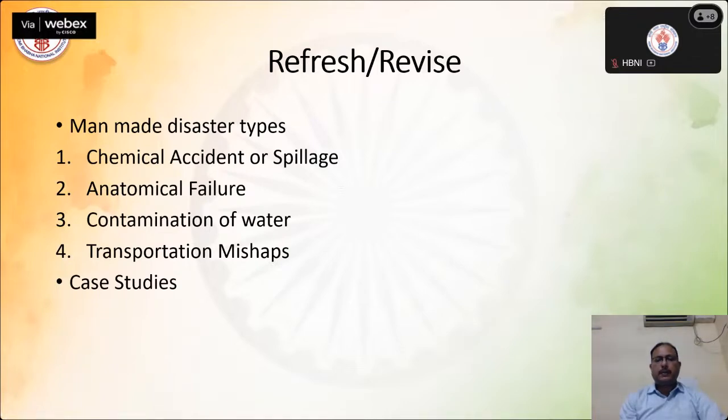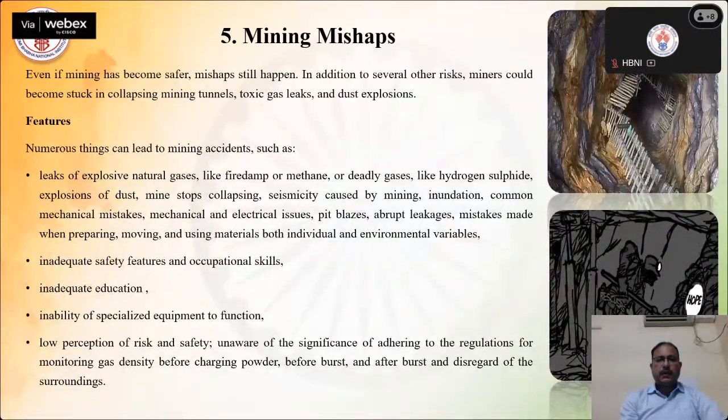Now we will start the coming disasters which I have enlisted. Today we will start with some other major man-made disasters. The first is mining mishaps, or we can say mining disaster or mines disaster. We have seen that in recent scenarios, mining has become safer, but as I already quoted, risk cannot be mitigated 100%, and mishaps still happen. In addition to several other risks, miners could become stuck in collapsing mining tunnels, toxic gas leaks, and dust explosions.